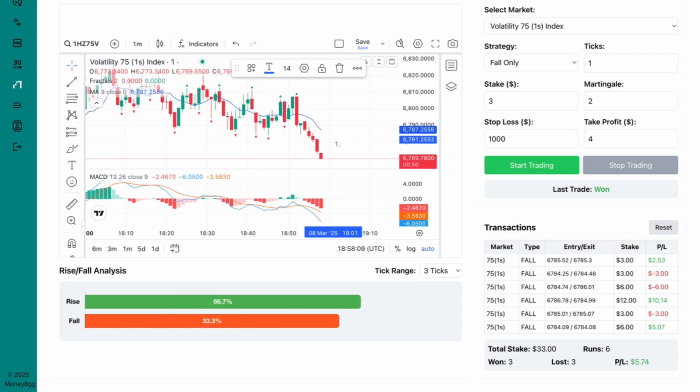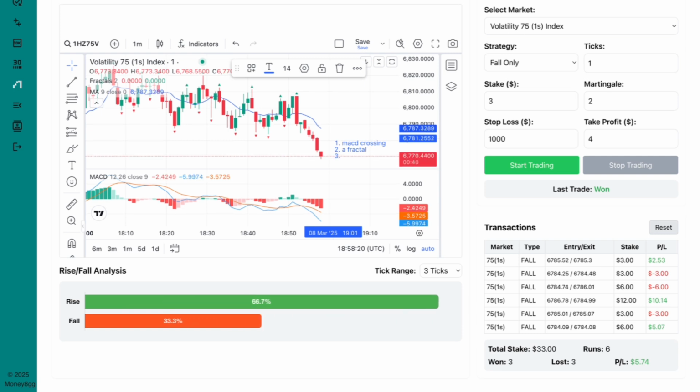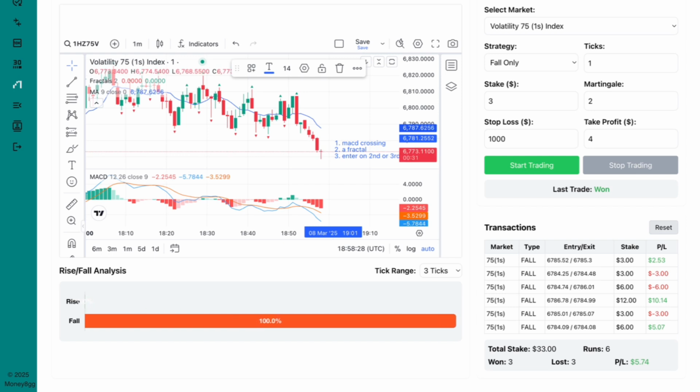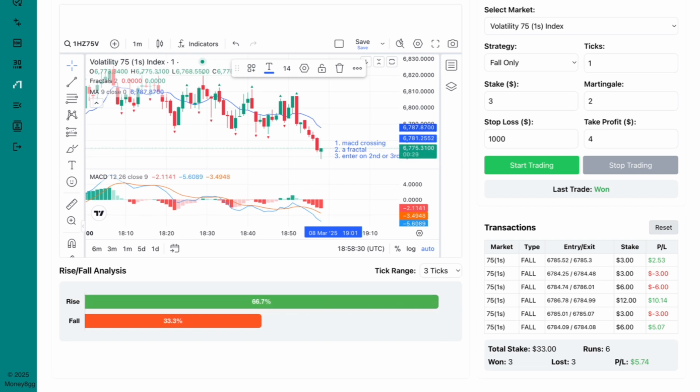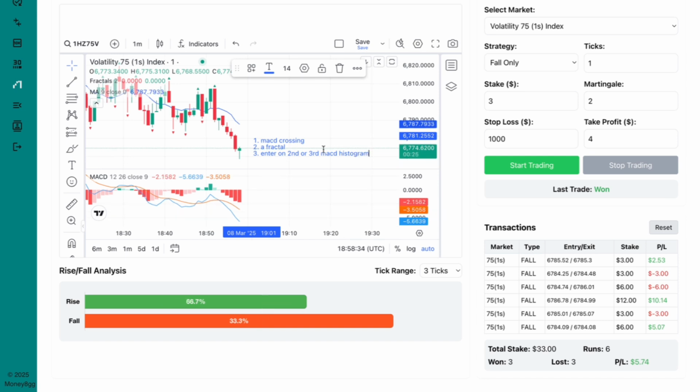One, MACD crossing. Two, a fractal. Three, enter on the second or third MACD histogram. Sorry, histogram. Those are the three conditions I've been using since we started making these trades.